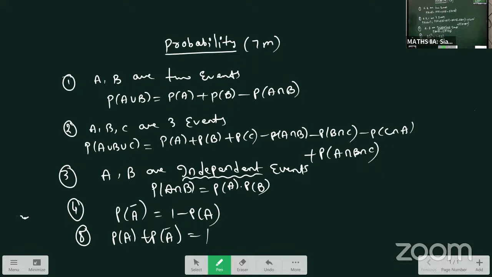The first question is the proof of addition theorem. State and prove the addition theorem. This is a most important question. Every time this question will be asked, either for 4 marks or for 7 marks. Let's go through the formula. We'll start the theorem.